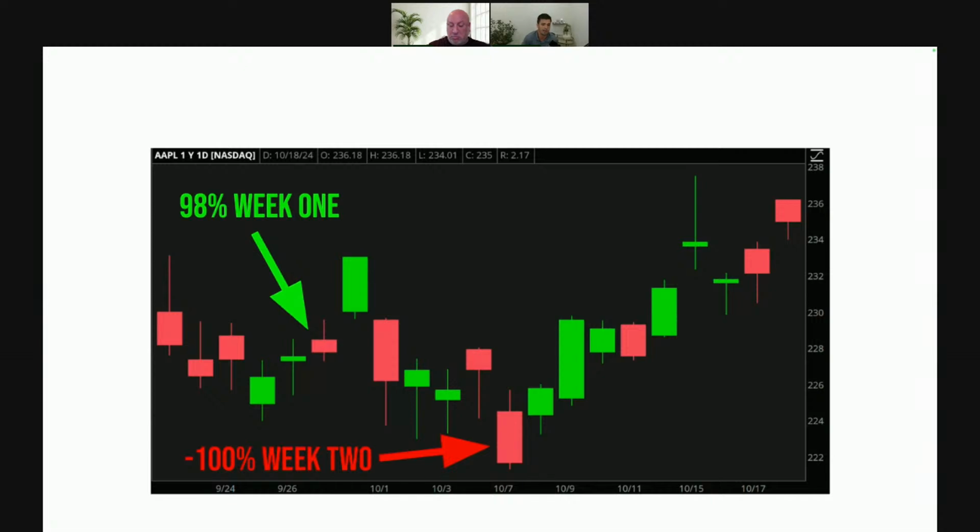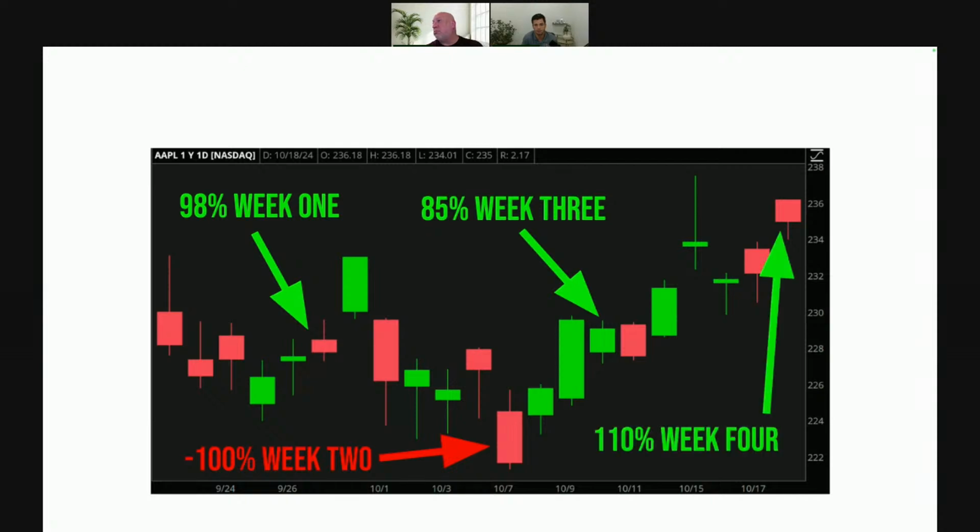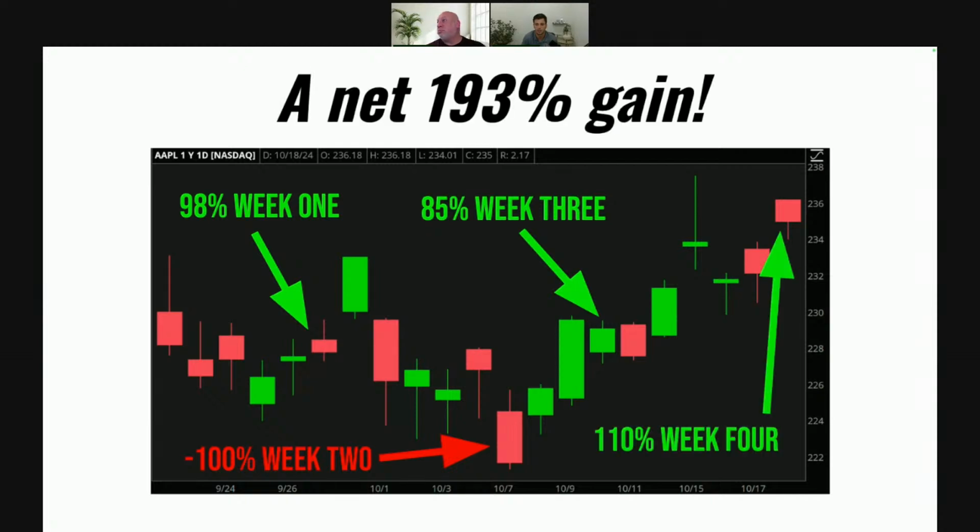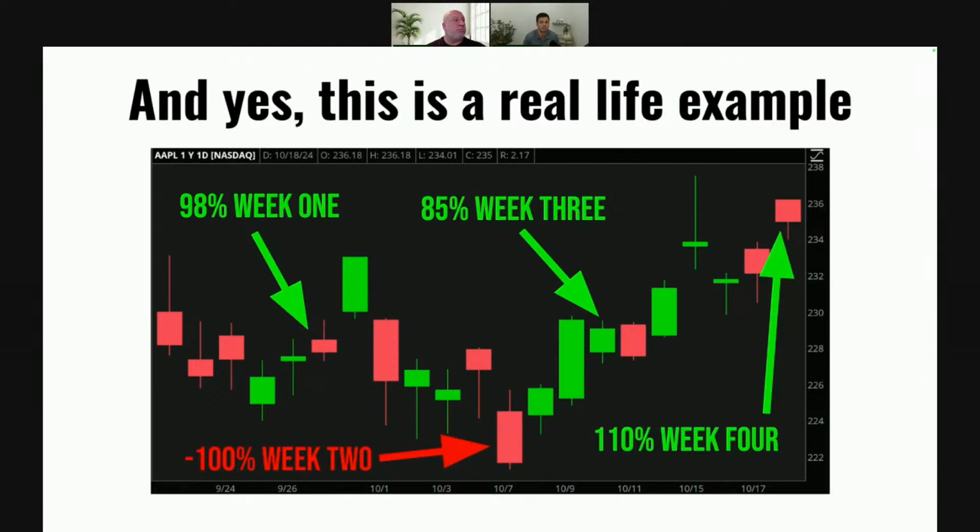Well, this one didn't work out. The stock went down. So we took a loser there. But again, we're still long Apple, so we do it again, 85%. And then again, the last week here, 110%. So as you can see, when you net out the winners and the losers, that's a 193% return on investment during that same stretch that the call options lost money. And yes, this is a real life example, real money example, real trades that I actually personally took and shared.